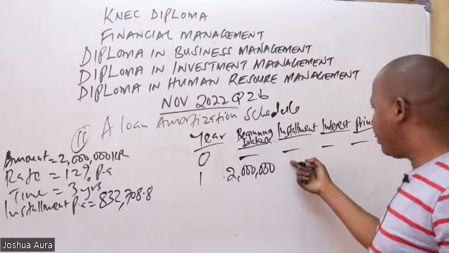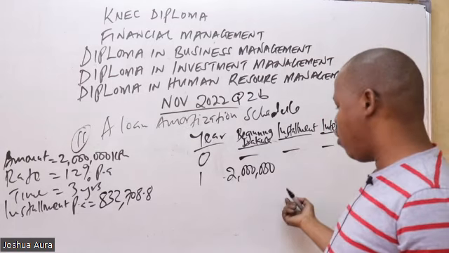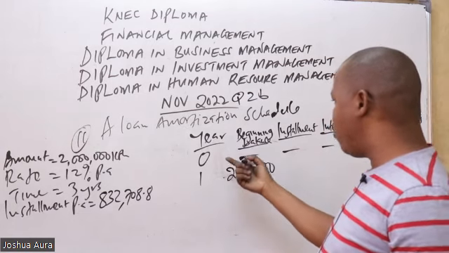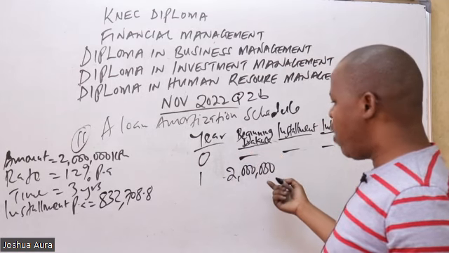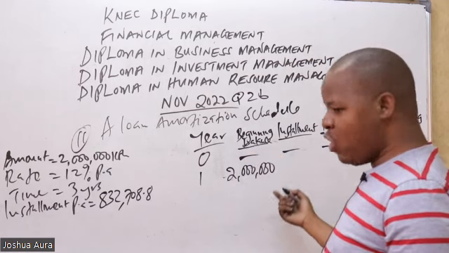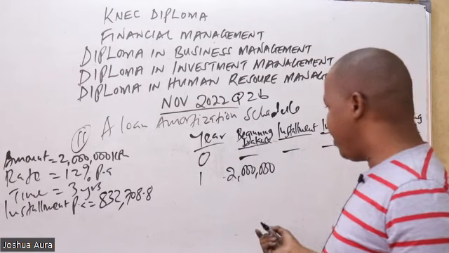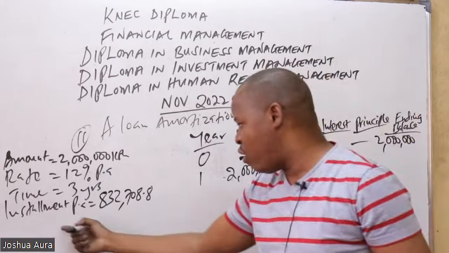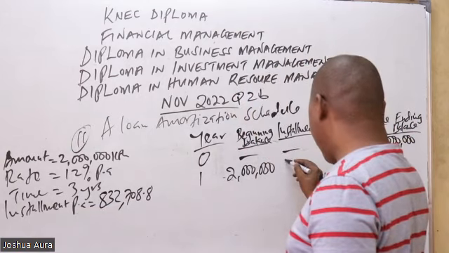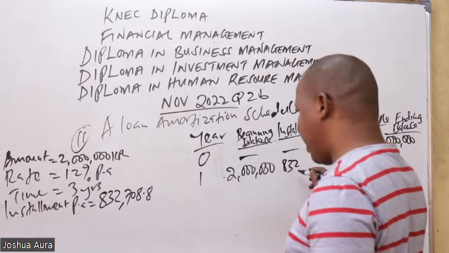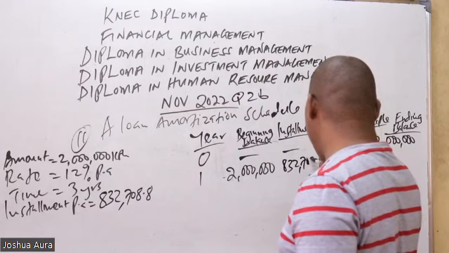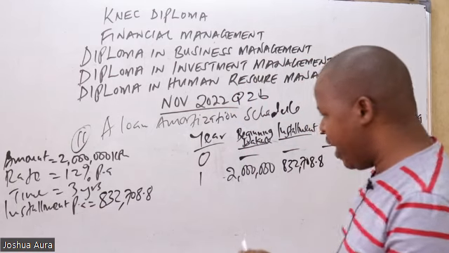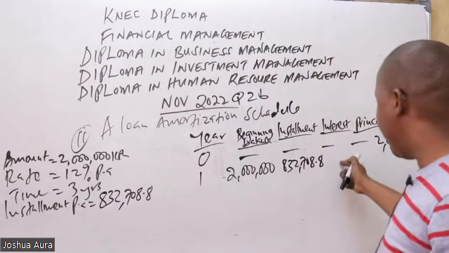So now, what is our installment? Remember, we are doing this loan amortization annually, not monthly. Therefore, we shall use the yearly installment. The yearly installment is 832,708.8.